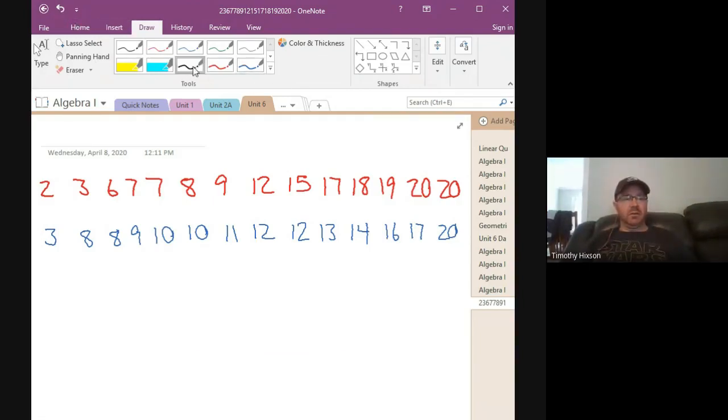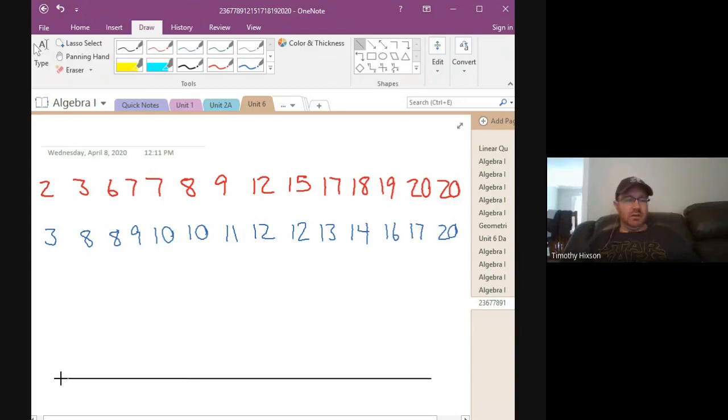Okay. I'm going to go ahead and make my number line, and you'll notice the highest it goes is 20, the lowest is 2. So I'm going to go ahead and count by twos. 2, here's 20. So we have 4, 6, 8, 10, 12, 14, 16, 18, and here's 20. So I'll erase that other one, so it's all nice and evenly spaced.